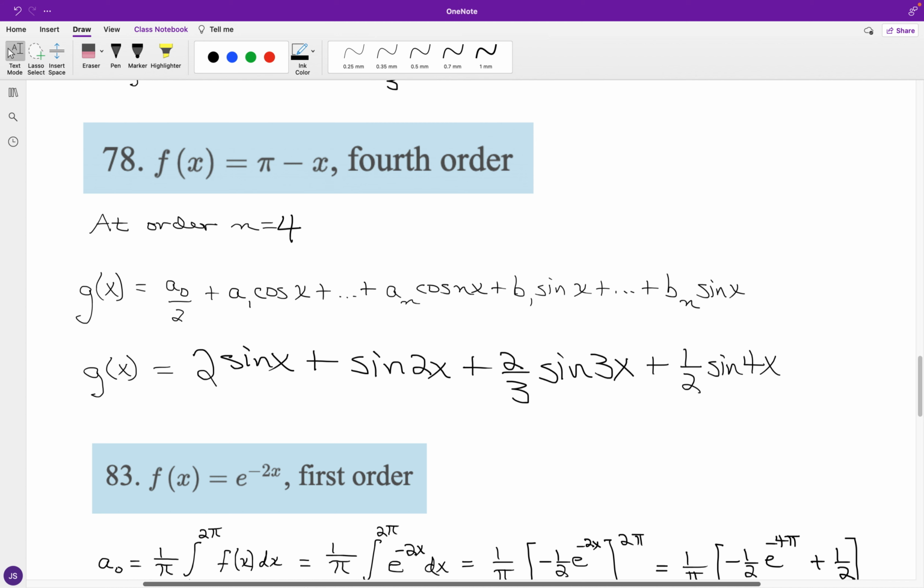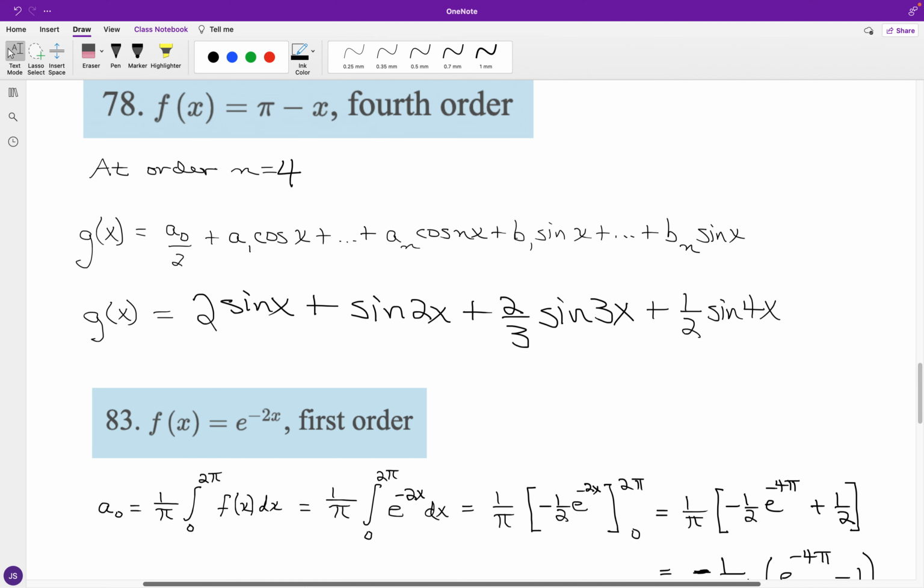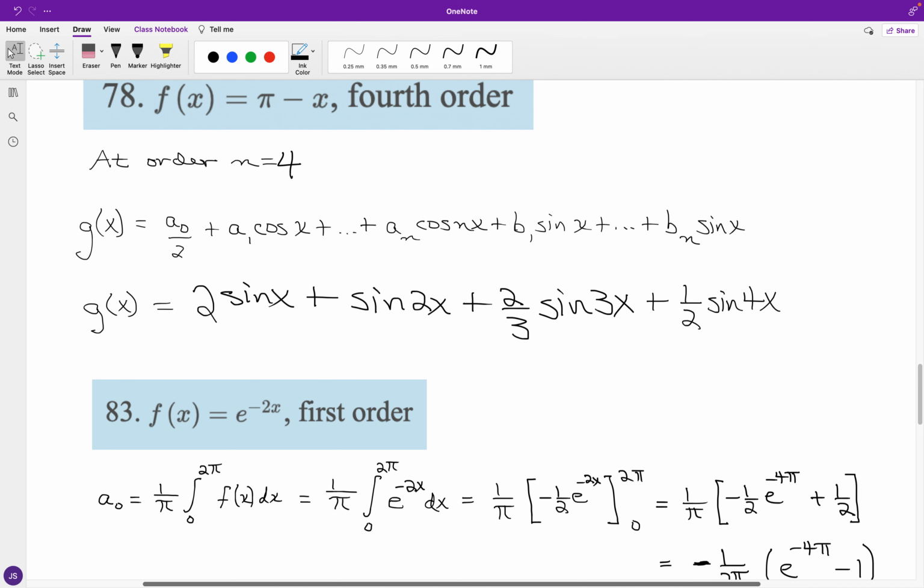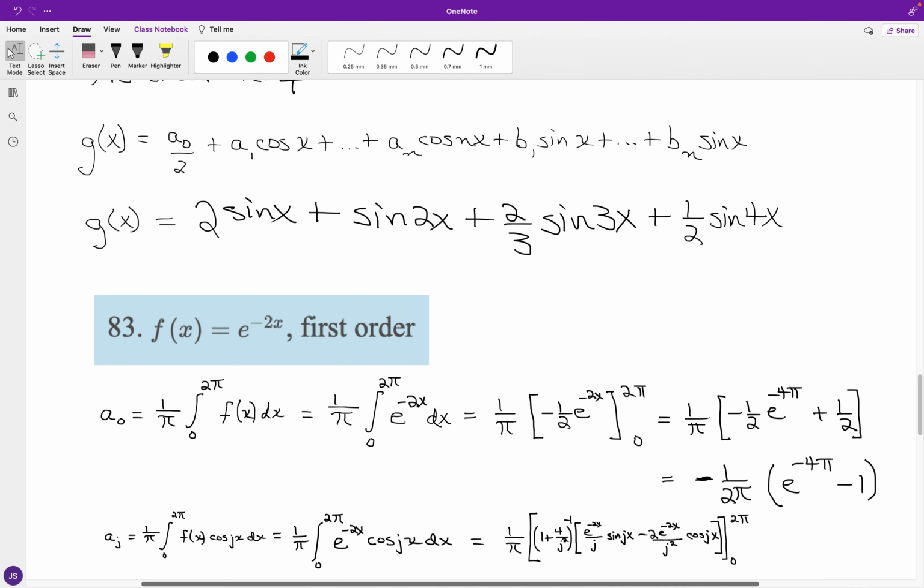Now, the next item, very, very tricky. We have f of x is equal to e to the negative 2x, and we're looking at just the first order, and thankfully just the first order. Now for a naught, you have 1 over pi times the integral as x goes from 0 to 2 pi of f of x dx, where f of x is e to the negative 2x. Now the antiderivative is going to be negative 1/2 of e to the negative 2x. And as x goes from 0 to 2 pi, we're going to end up with a naught equal to negative 1 over 2 pi times the quantity e to the negative 4 pi minus 1.